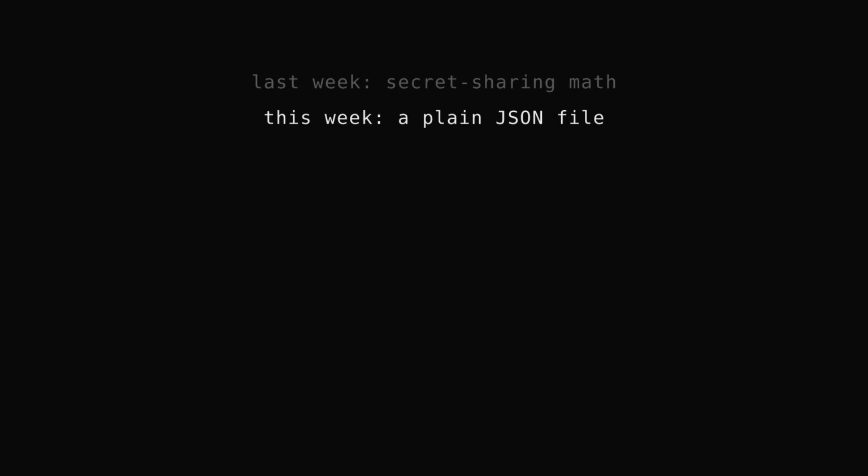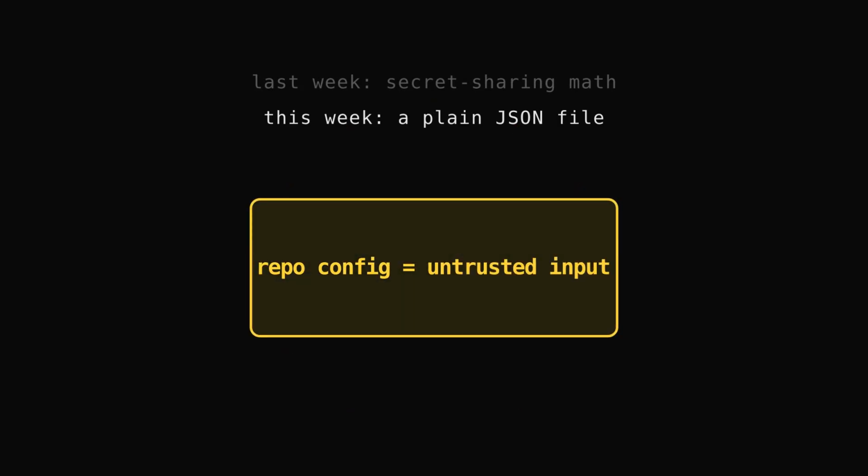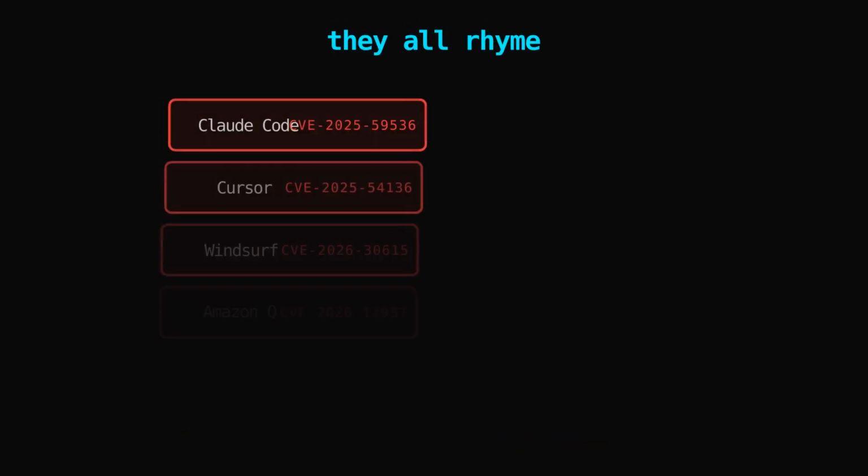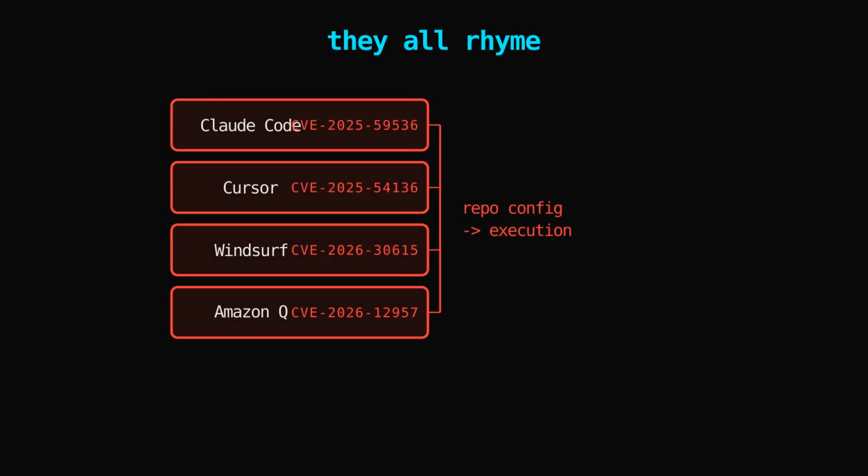So write this on your hand. Repo config is untrusted input. A folder from the internet should never get to spawn processes for free. Your agent runs a config file without asking? That's not a feature. That's a CVE with your name on it.